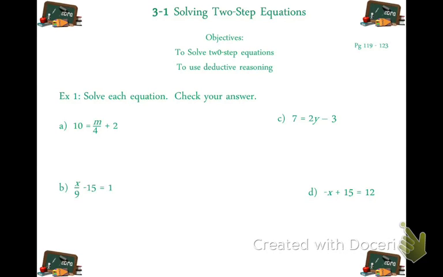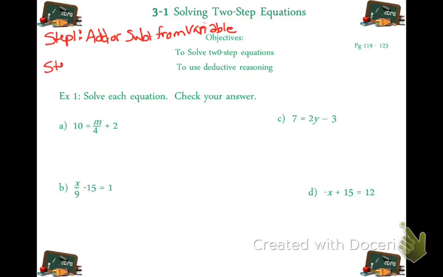Today's lesson is solving two-step equations. So to remember how to do two-step equations, step one, you add or subtract from the variable. You're doing the opposite of what it's asking you to do. So if it says add, then you subtract.